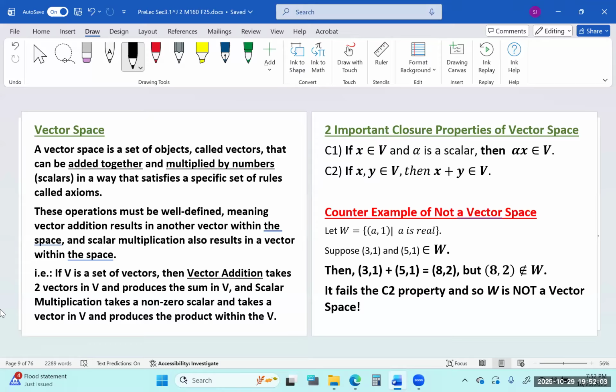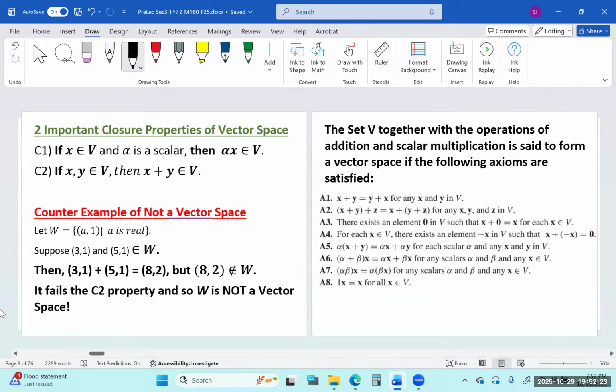How we read it: W is the set of all the points where the first element is anything, the second element is 1, such that A is a real number. The vertical bar means "such that" or "such as".